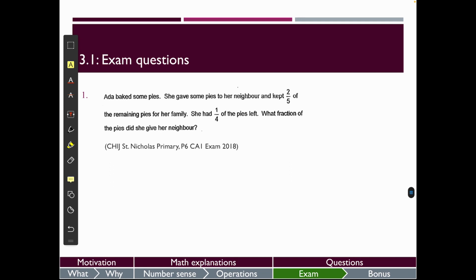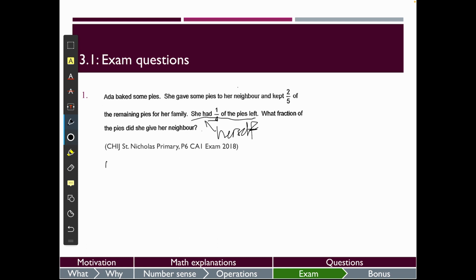So here are some exam questions. You can read the question for yourself. Ada baked some pies. She gave some pies to a neighbor and kept 2/5 of the remaining pies. She had 1/4 left. By the way, this question might be a bit confusing, but when she said that she had 1/4 of the pies left, she means for herself only, not the family. That is a bit ambiguous, but I'm just here to clarify.